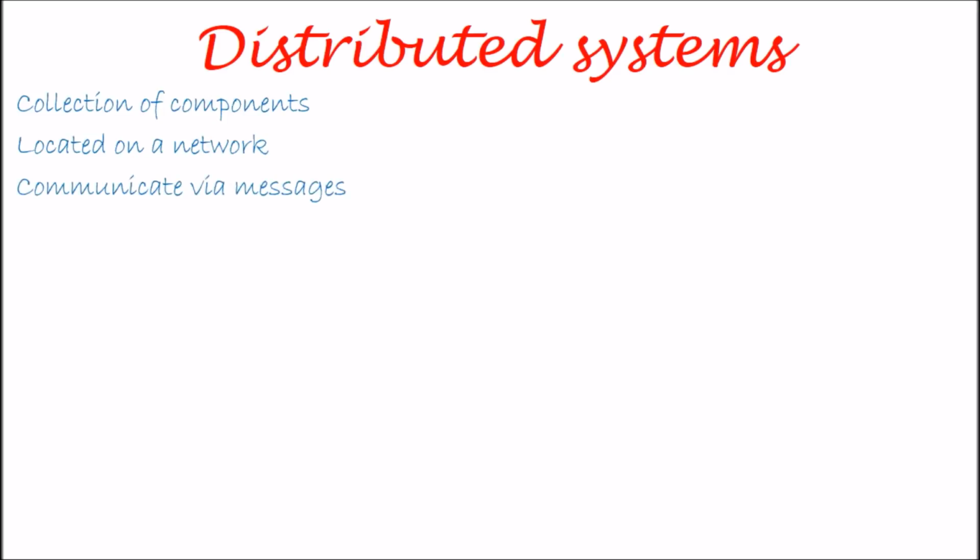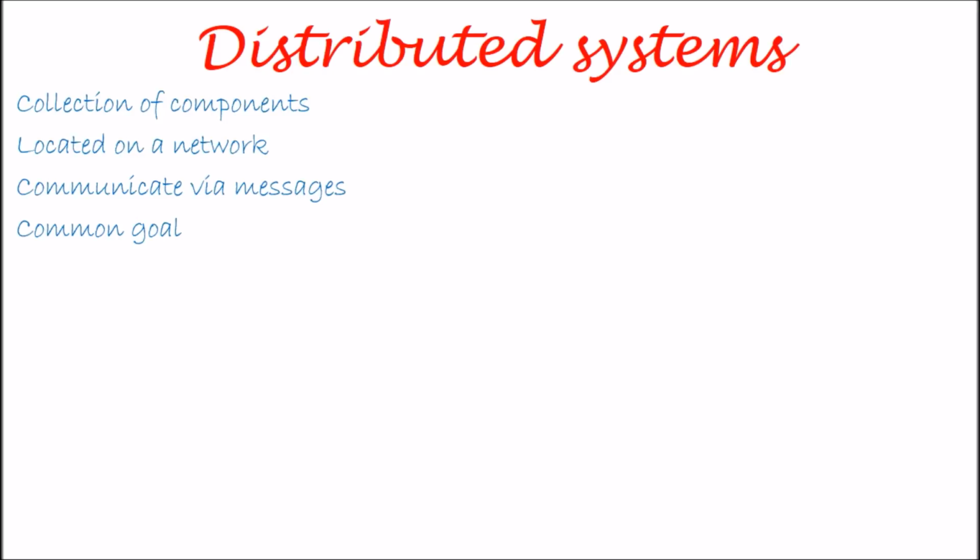A distributed system is a collection of components that are located on a network and that communicate through passing messages, and they also work towards the achievement of a common goal. These components can also be distributed geographically, at various geographical locations, and there is only one thing that is common among this distributed system, that is they work towards the achievement of a common goal.